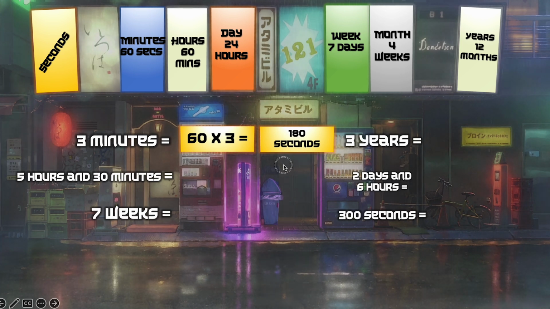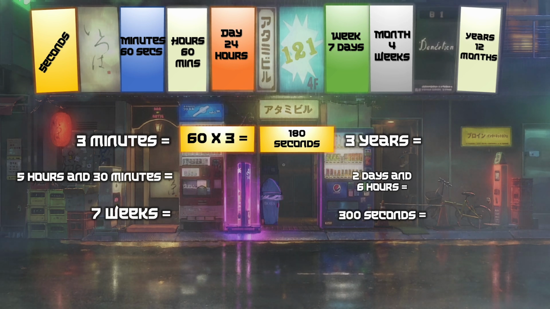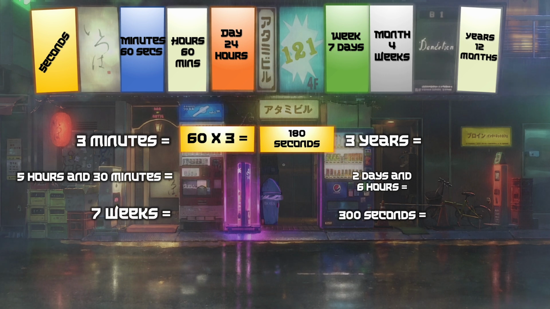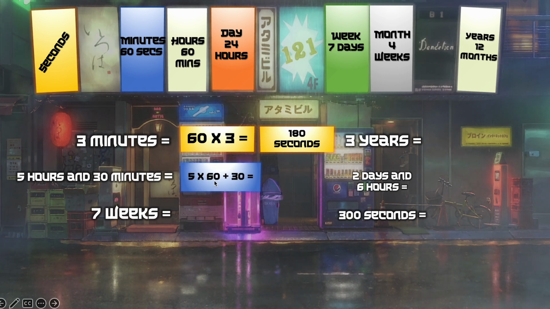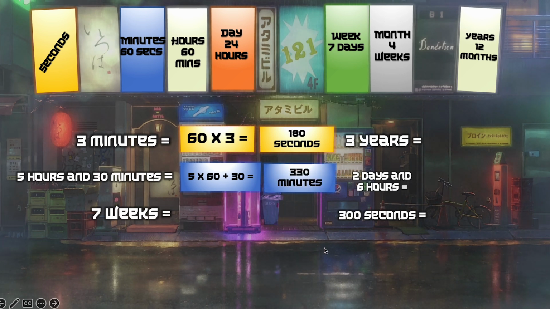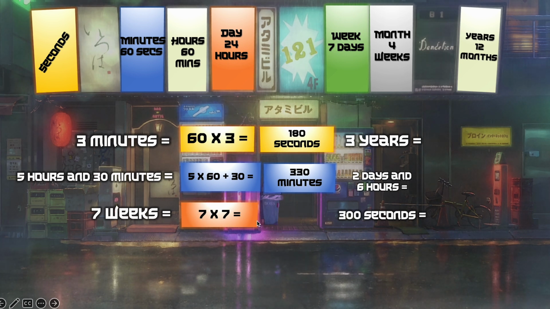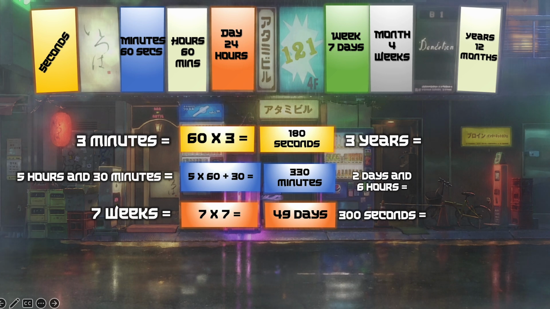Okay, the next one, 5 hours and 30 minutes. Well, we know that 1 hour is 60 minutes, and we have 5 of those, so we need to do 5 times 60. Then we need to add an extra 30 as well, which gives us 330 minutes. 7 weeks. Well, we know that there are 7 days in 1 week, and we have to do that 7 times. So 7 times 7, 7 weeks equals 49 days.